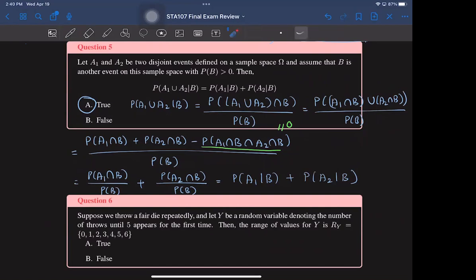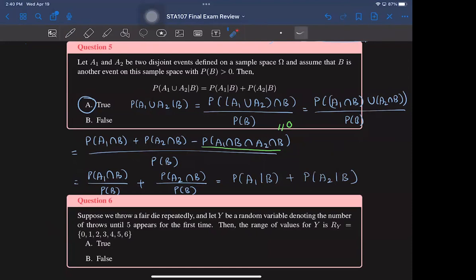Here we have to look at what Y represents. Y represents the number of throws until 5 appears for the first time, right? I see one student say that 0 cannot be in the range because you have to throw at least once. That is correct. You have to throw at least one time so that 5 appears, right? So it doesn't make sense for you to throw 0 times and get a 5. Even if you don't know statistics, it doesn't make any sense. And another explanation that a student gave is that 5 can appear after the 100th throw, and that is possible.